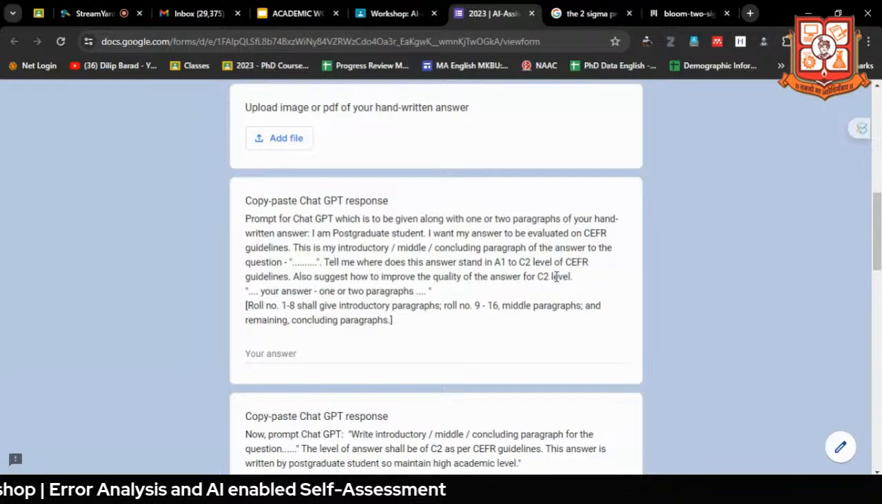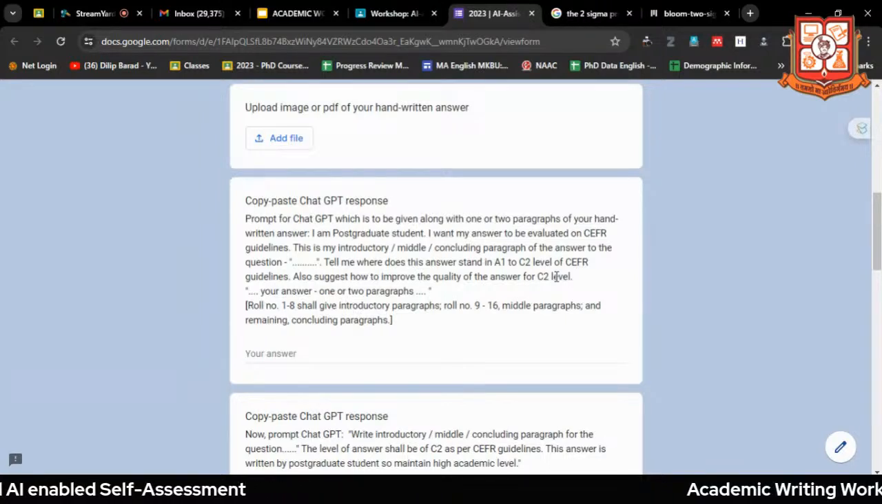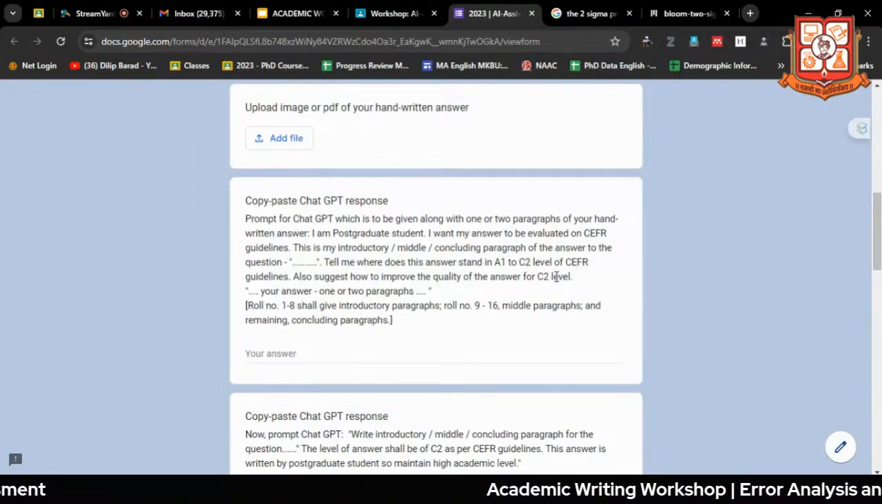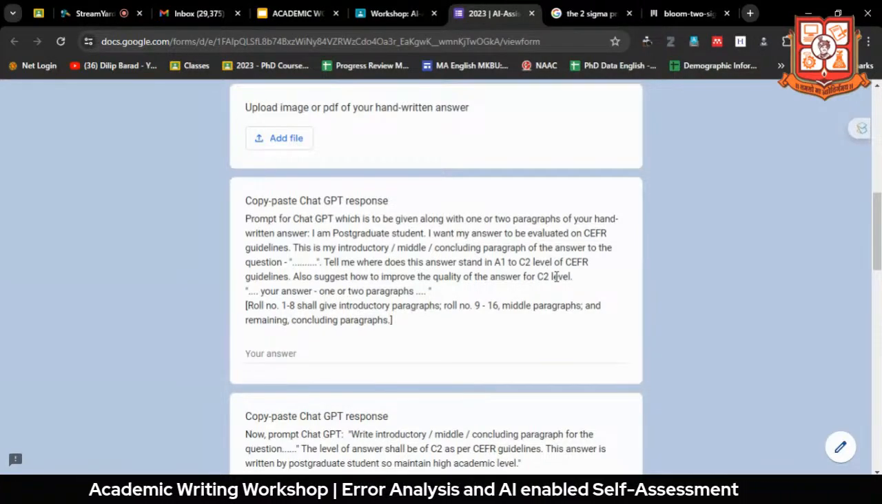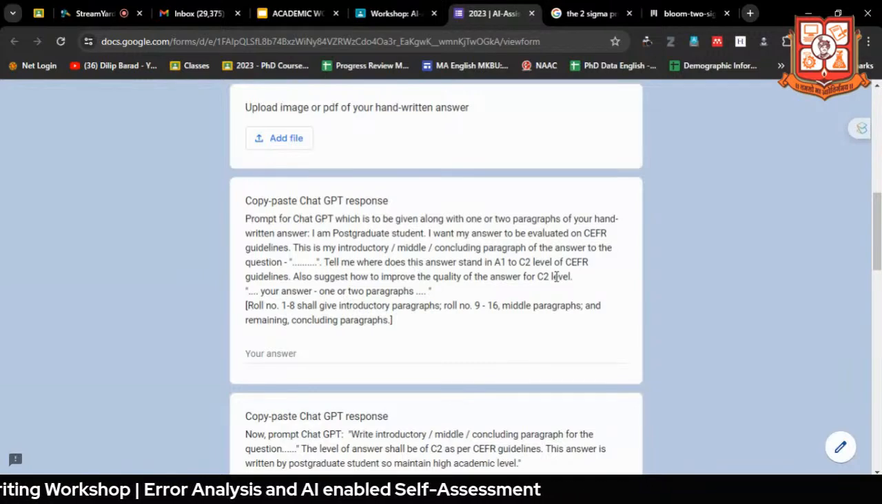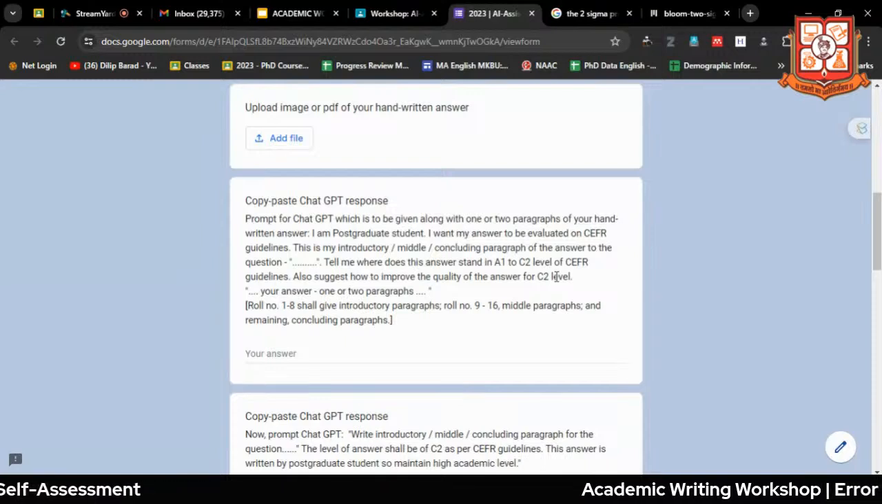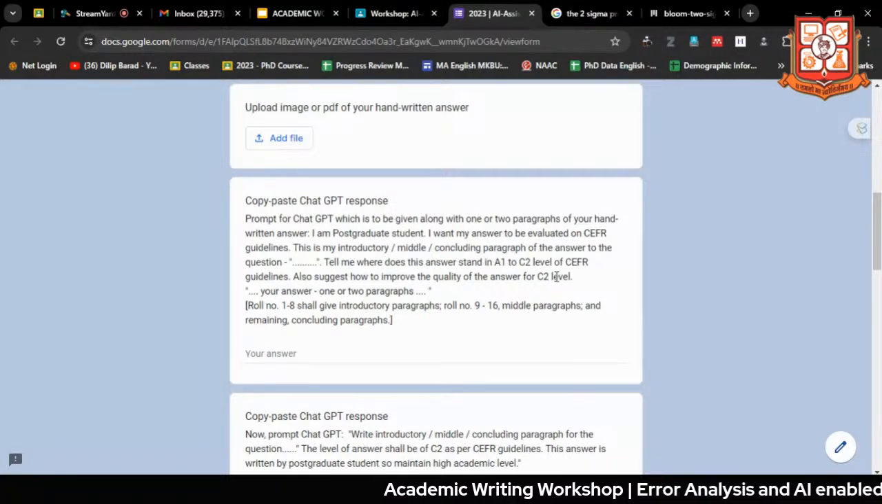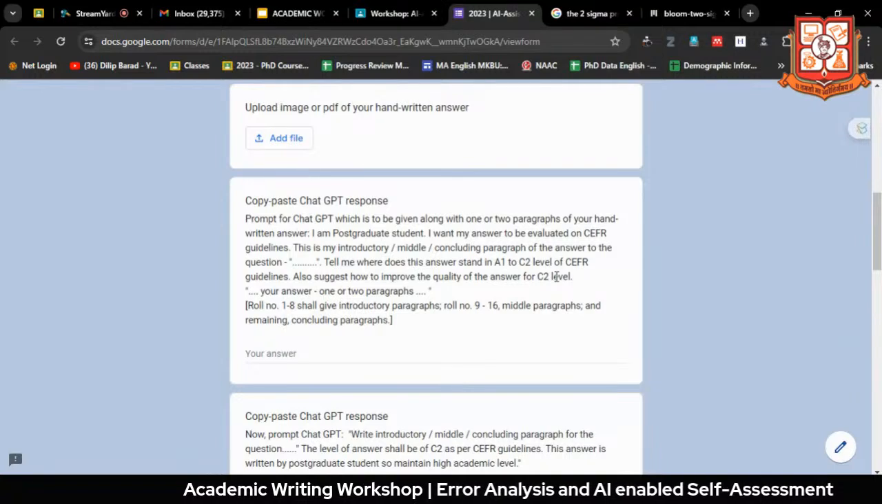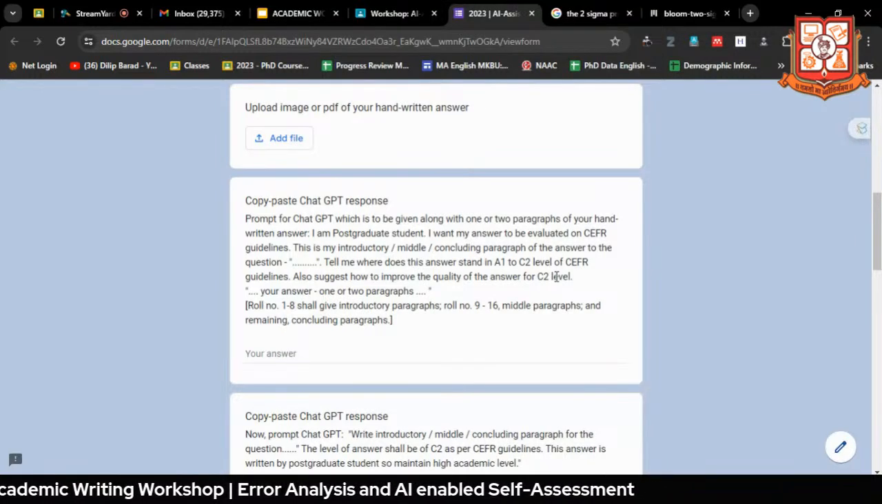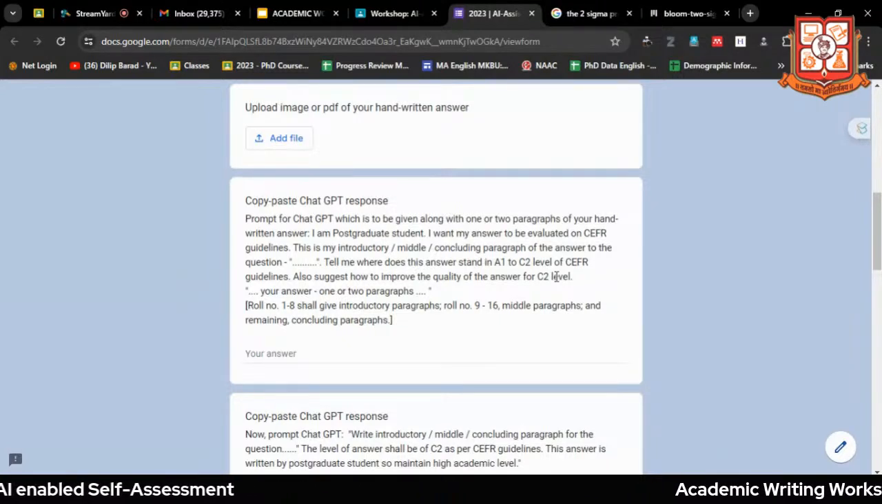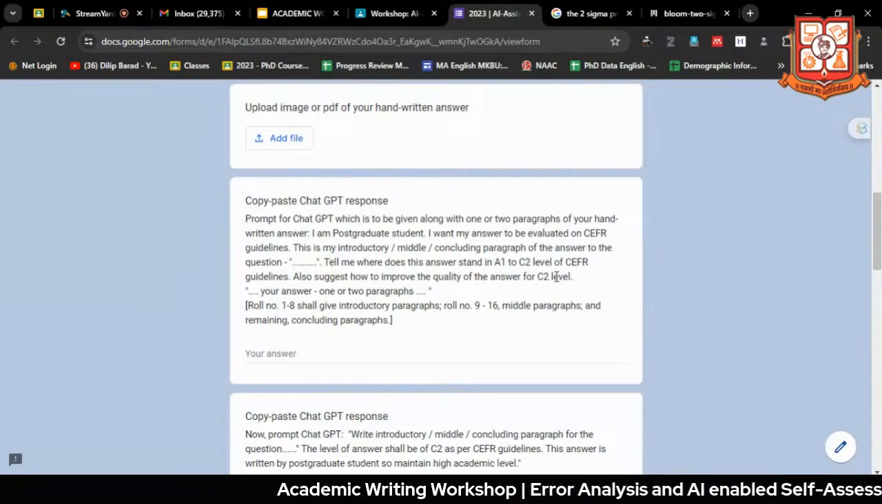This is my introductory or middle or concluding paragraph of the answer to the question, and then you will write the question also. This is my answer to this question. So then in inverted commas, you will write the question. The question also will be there, as you have pinned up the question paper also here. Had you not pinned it up, you might have lost the question. If you read the answer, you can't tell with guarantee that this was the question I was answering. But we have pinned up the question, so you can easily see that this was the question I was writing. So you will put your question also there.